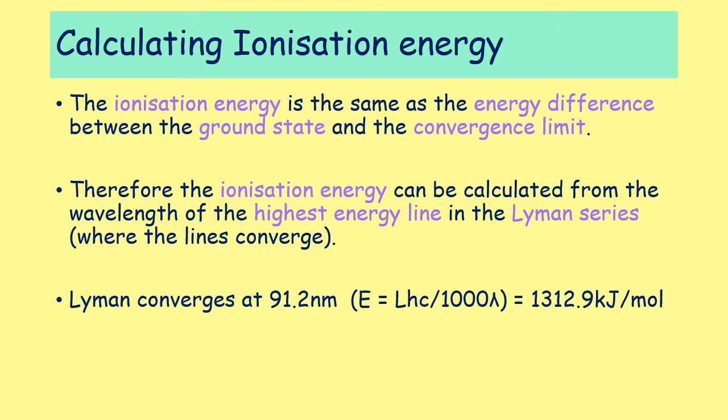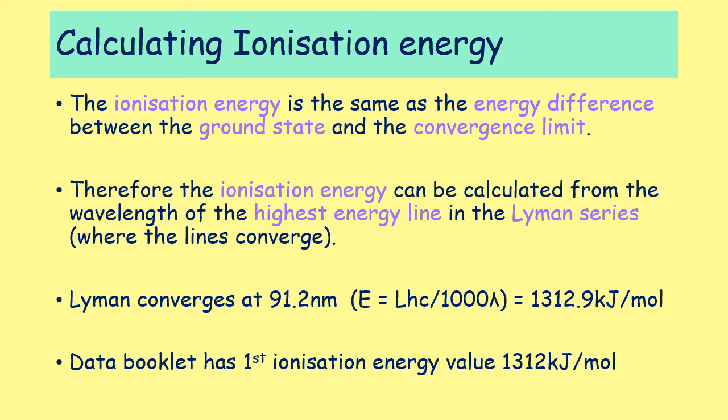So for hydrogen, that convergence limit occurs at 91.2 nanometers. If we work out our energy, fill it into the equation and do it in kilojoules per mole, we get 1312. And then if we look at our data booklet, we get the exact same value.